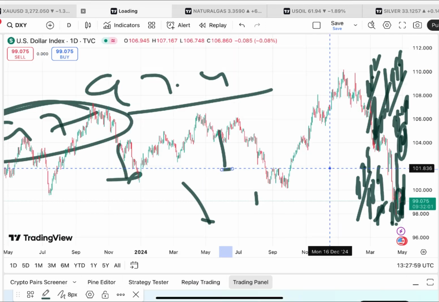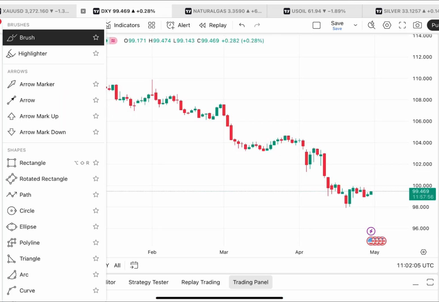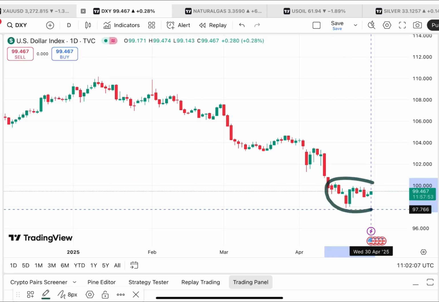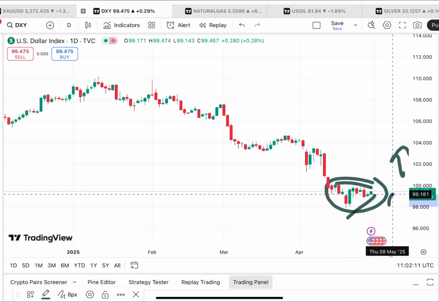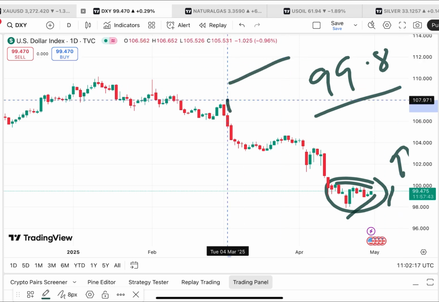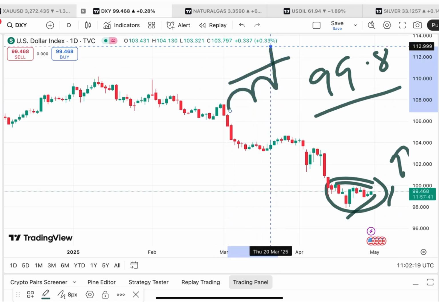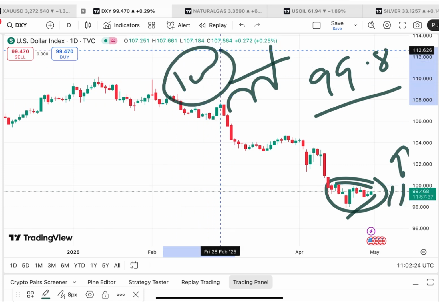Let's see how the dollar index is moving. It's trying to go higher, but if the range breakout happens on the upside, then only we can see a rise. If you look at this trend, there is a chance of going further upside, and once it starts going above this level, the probability of going towards 99.8 is there. This level is already tested, so chances are it will cross this level, and from there it will move above a level of $100.